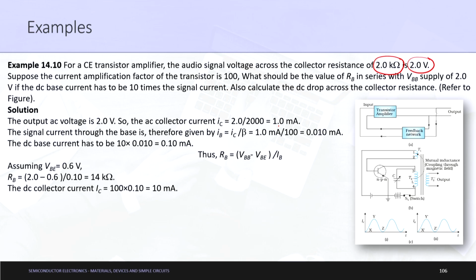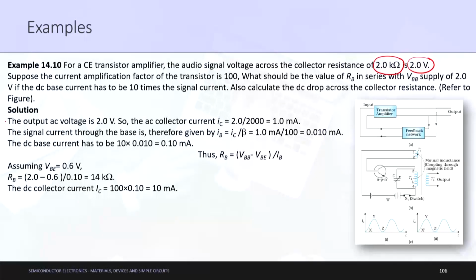So, what is the AC collector current? Please remember, it is not the value of capital IC, it is just the value of AC collector current. The current which is being obtained or generated due to an AC signal. Okay, fine. So, this thing is explained.